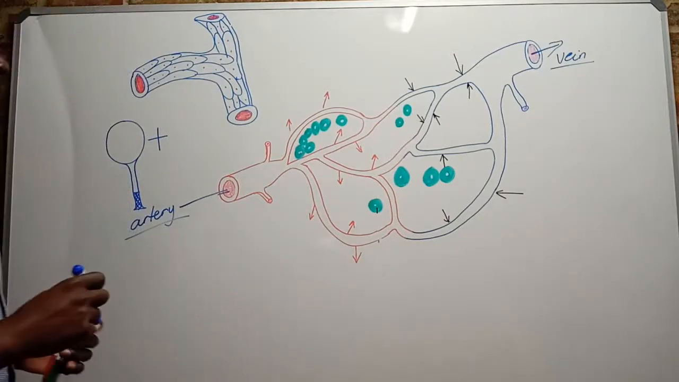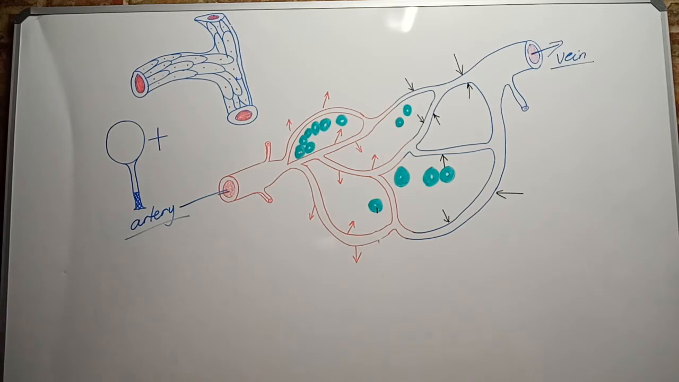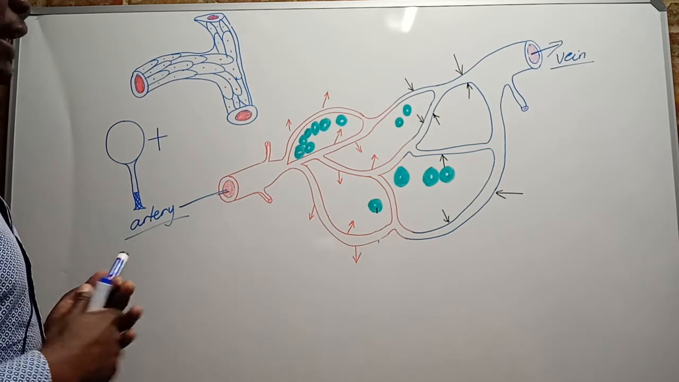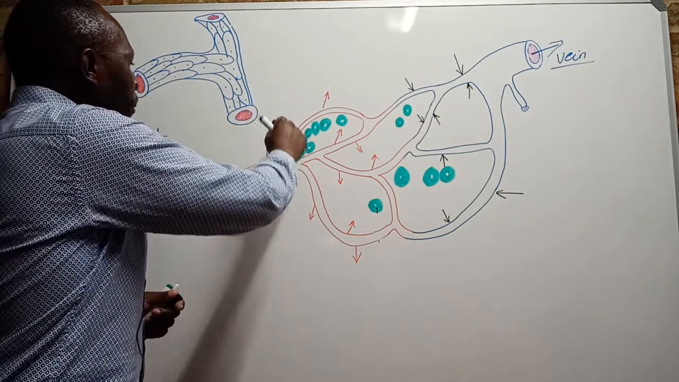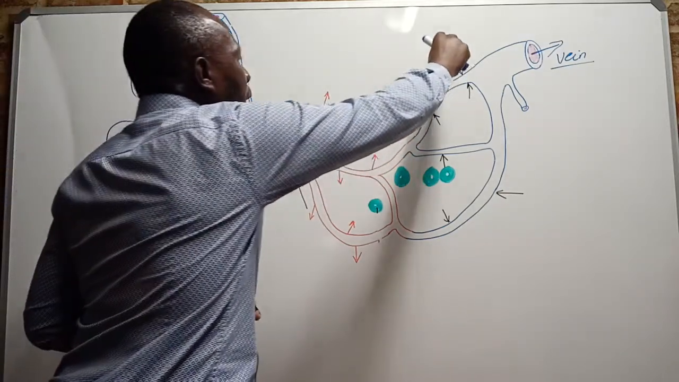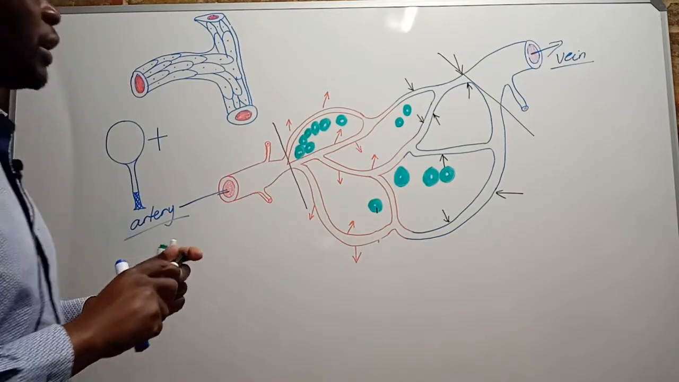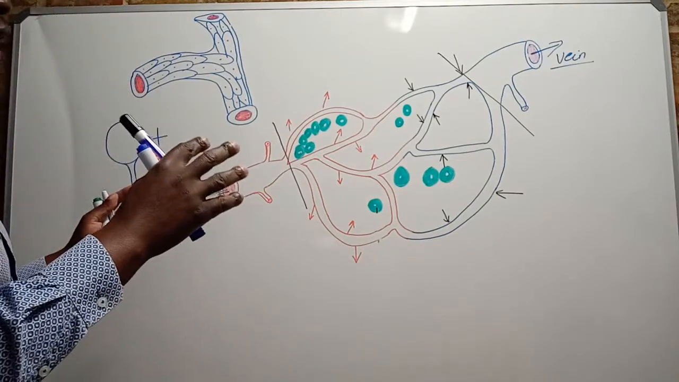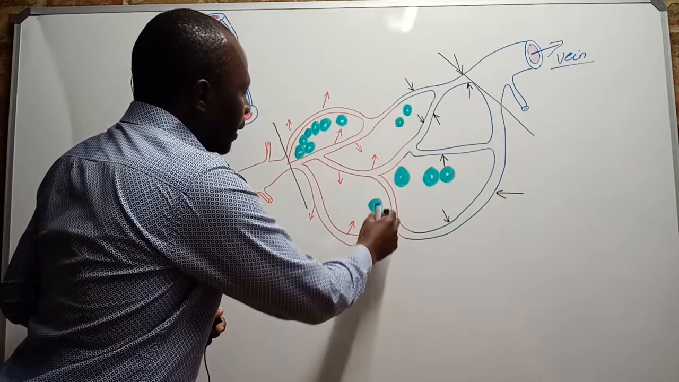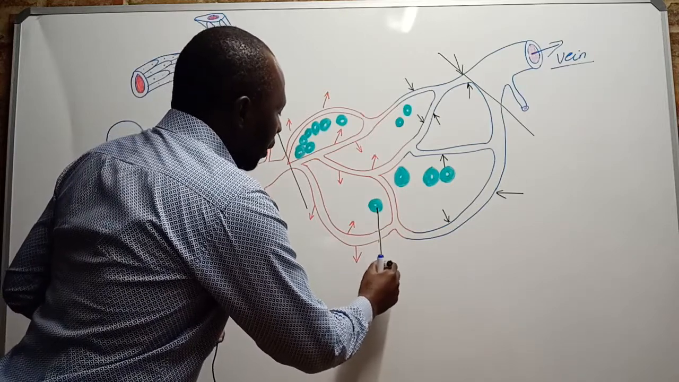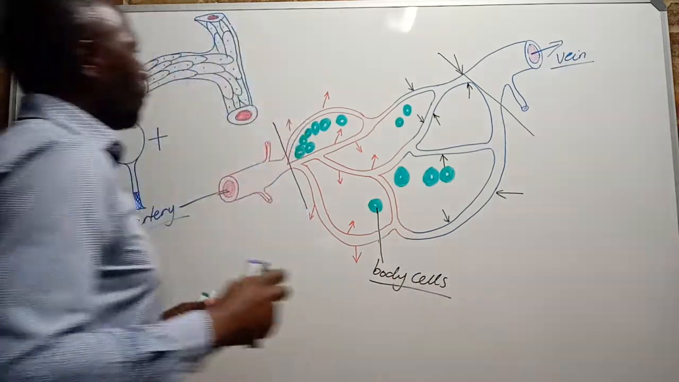Okay, so since the capillary exists between the artery and the vein, we must be able to realize that the capillary starts from somewhere there and ends somewhere there. So it exists between the artery and the vein. What is in green, these green dots, are the body cells. Those are the body cells.